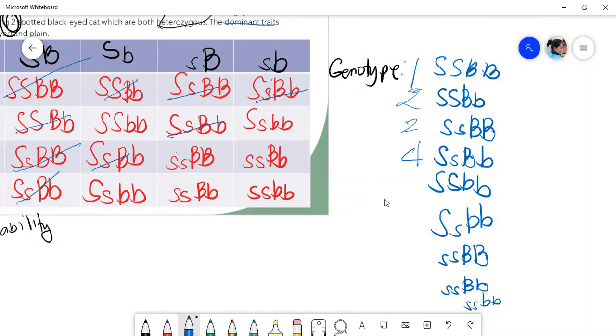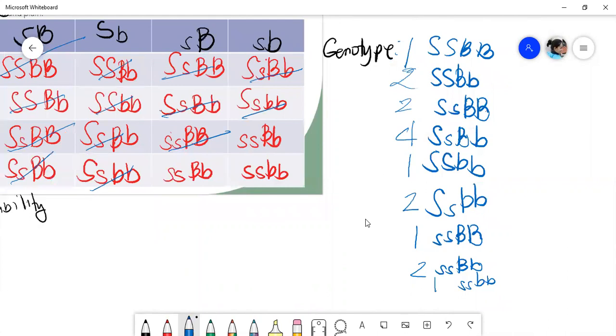And then, 1. Only 1. So, 1, 1, 2. Then, 1, 1, 2, 1. Okay. So, to see if your answer is correct, you need to add these numbers in your genotype.